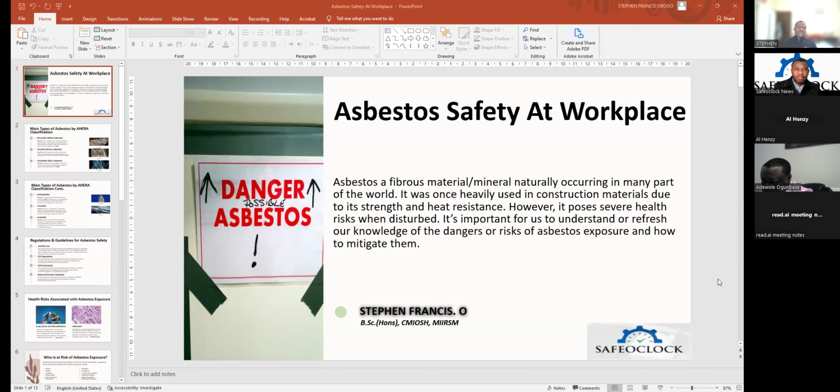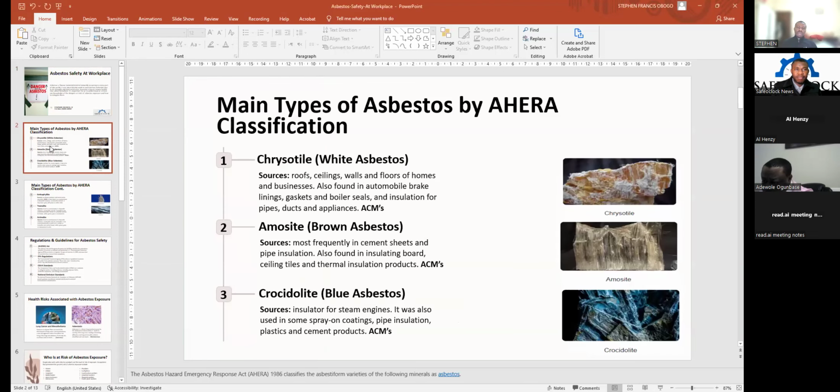So basically, we have different types of asbestos in nature. Based on the Asbestos Hazard Emergency Response Act, which is a law that was enacted in the United States in 1986, they gave a classification of six types of asbestos.